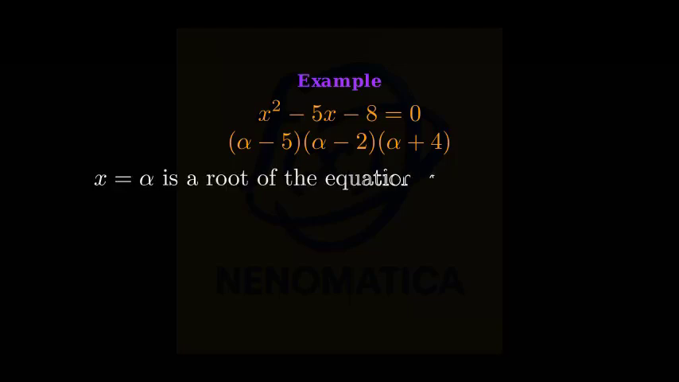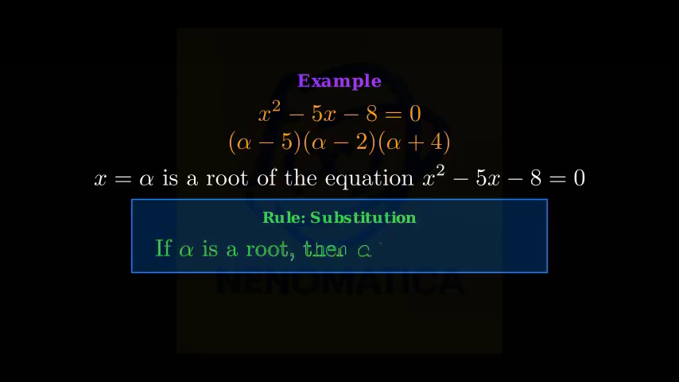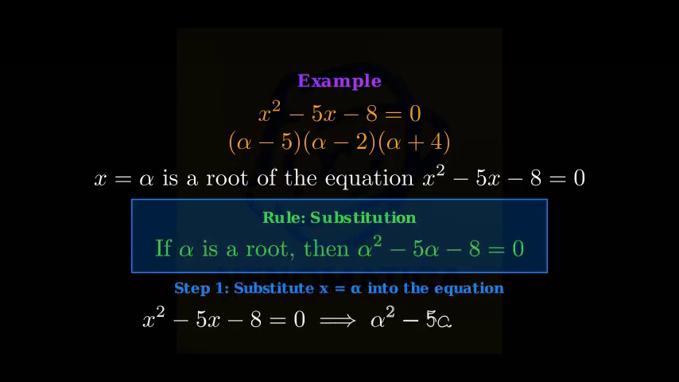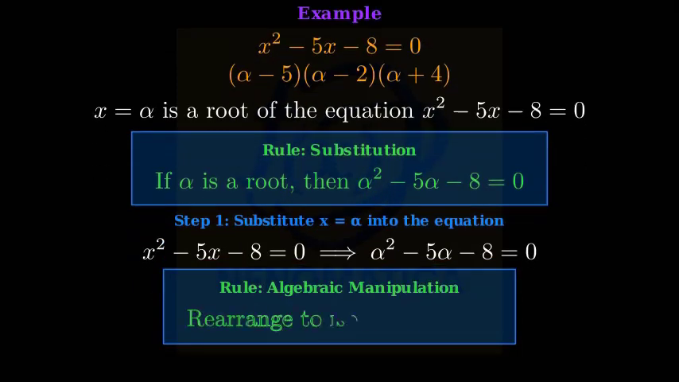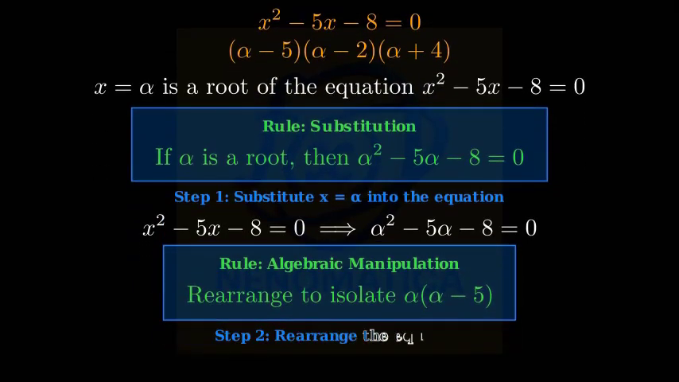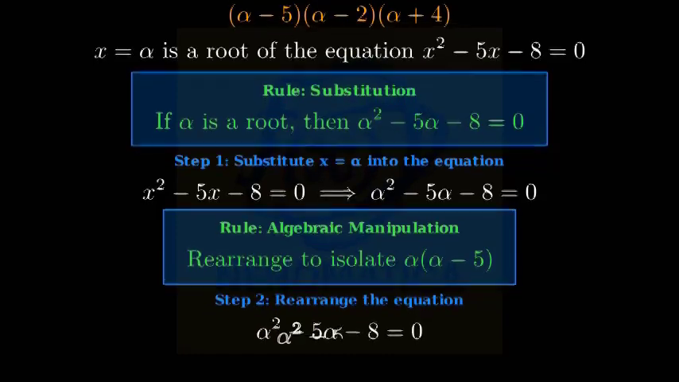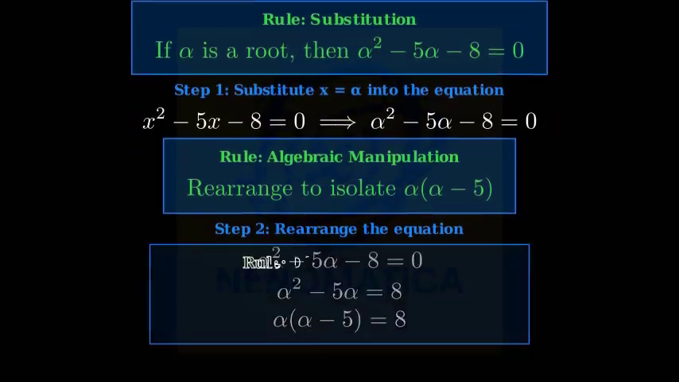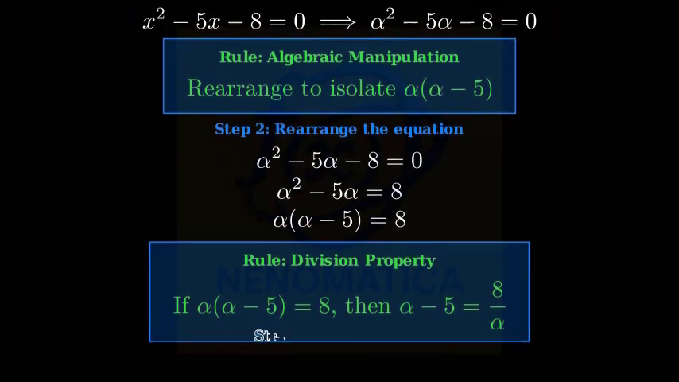Let's first understand the problem. We're told that alpha is a root of the equation x squared minus 5x minus 8 equals 0. This means when we substitute x equals alpha, the equation is satisfied. Step 1. Let's substitute x equals alpha into the equation. Step 2. Now, we need to rearrange this equation to isolate alpha times alpha minus 5. Step 3. From this, we can derive alpha minus 5 equals 8 over alpha.